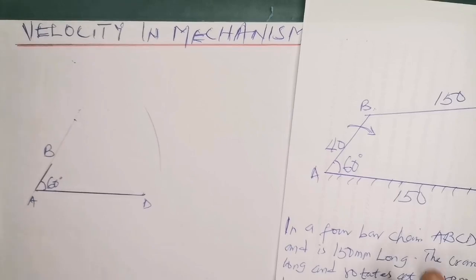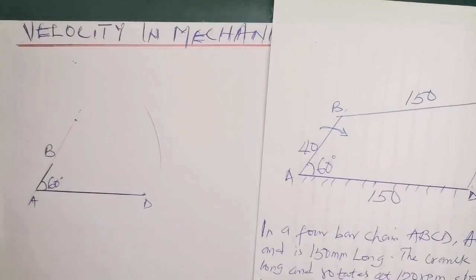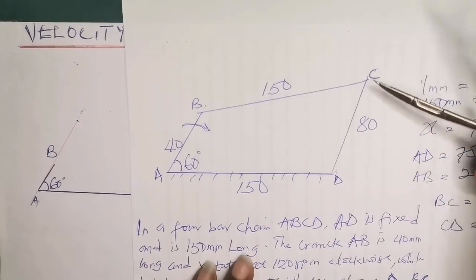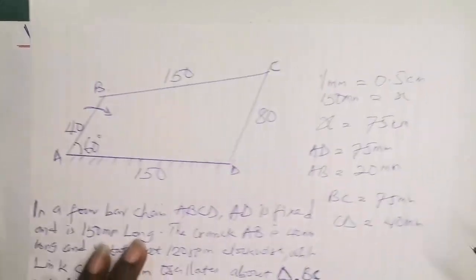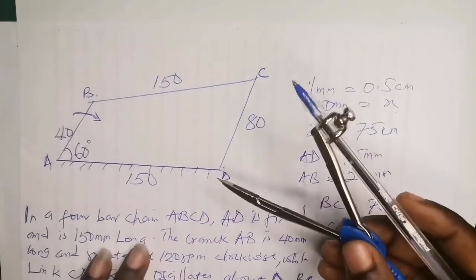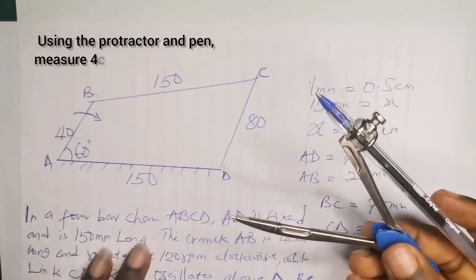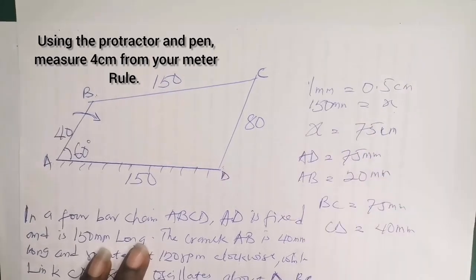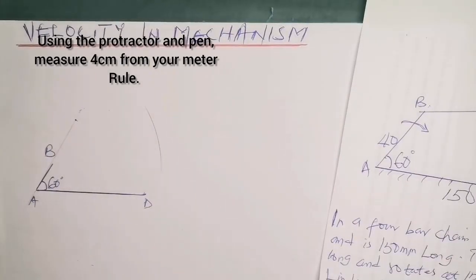Now, the length from point B to point D is 80 millimeter, which by scaling we obtain to be 40, simply dividing 80 by 2. So you measure 40 millimeter, still using your protractor. You measure out 40 millimeter and pin at point D. Then you bisect this arc you've created.